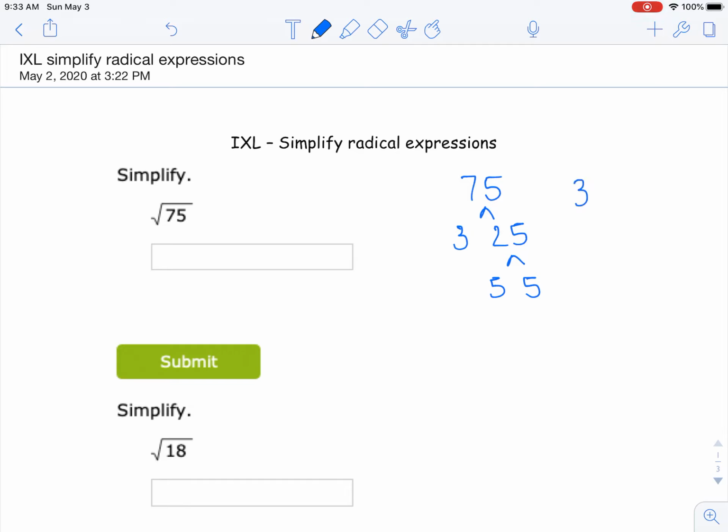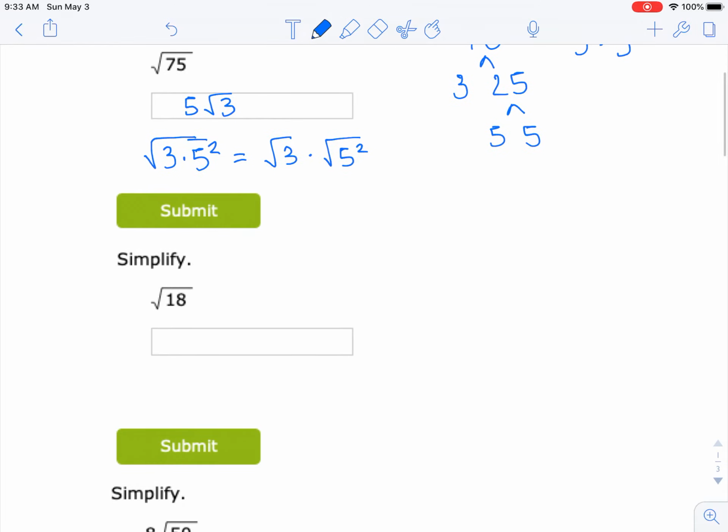And the prime factorization of 75 is 3 times 5 squared. Now that's what's under our square root. And you can look at this as the square root of 3 times the square root of 5 squared. Anytime you take the square root of something squared, it's that number. So the square root of 5 squared is 5. Square root of 3 is square root of 3. So the square root of 75 would be 5 root 3.